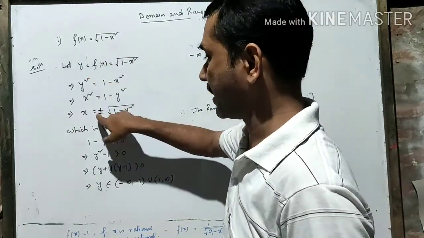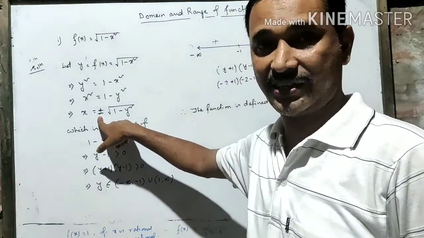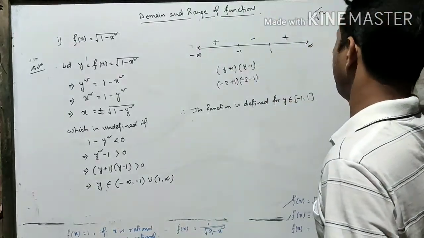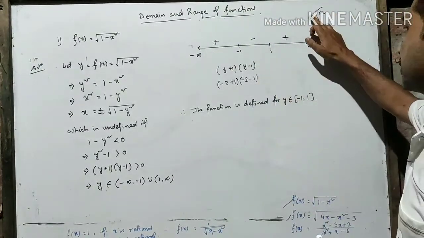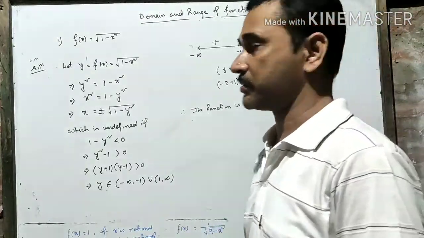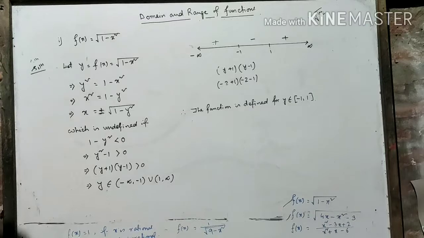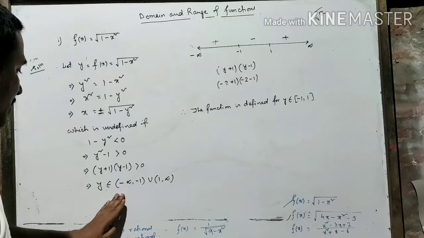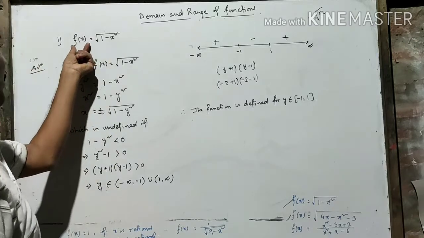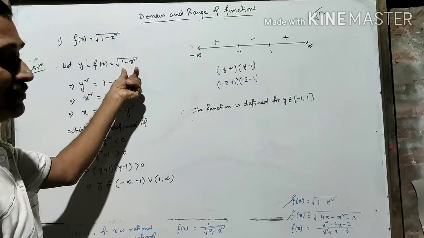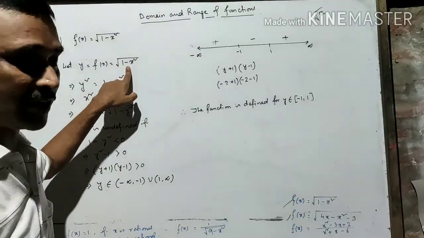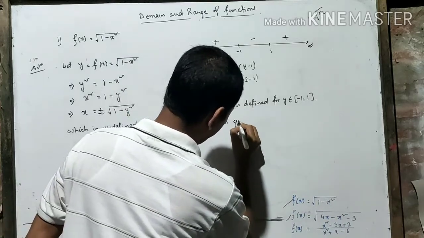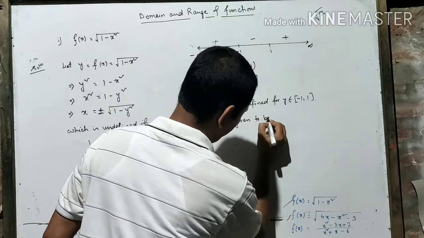Whenever it is negative, we have to consider a minus sign before the radical sign. Okay? Root x is always a non-negative quantity. If it is negative, you have to give a minus sign here. So, the value of f(x) cannot be negative. But y is given to be non-negative.